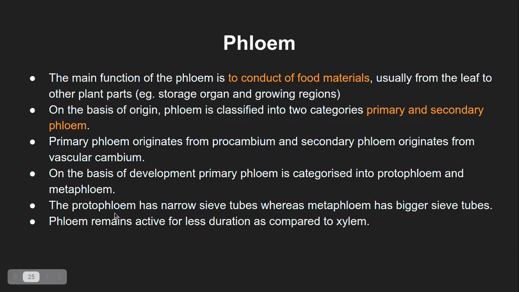And the reason is again very logical. Protophloem is the earlier version of the phloem, right? So that means it is not yet completely grown. So obviously its diameter has to be a little smaller. While on the other hand, metaphloem has sufficiently grown, or it is in the older parts of the tree or plant, and that's when it will have bigger sieve tubes. So it's again a very logical description.